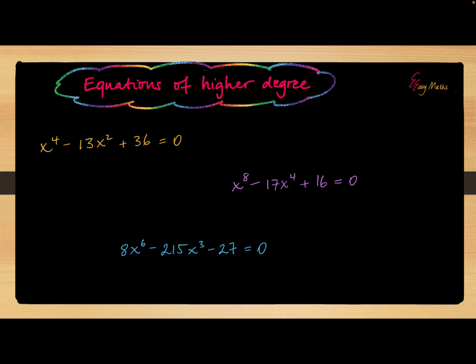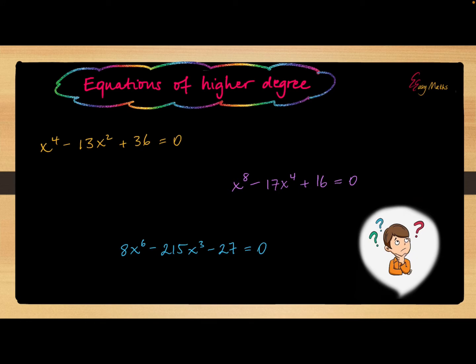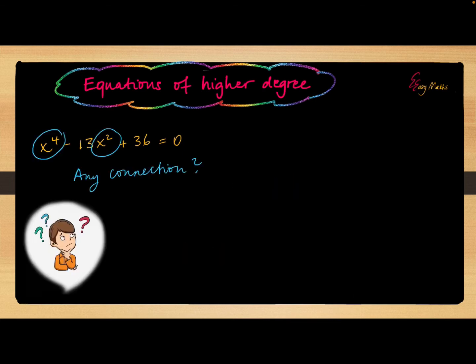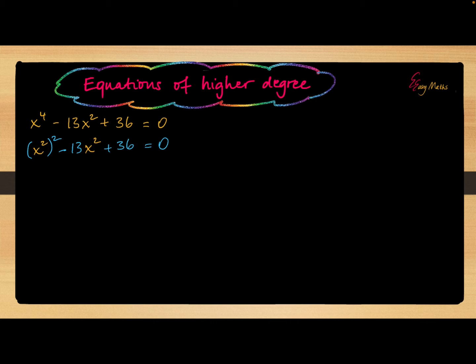If you have a look at these 3 examples, what is common in them? If you have a look at the terms with the unknown, and you have a look at the powers, what can you notice? And that's what we are going to see later on solving these equations, and that's what we are going to use in some ways. Now, what is the connection between x to the power of 4 and x to the power of 2? The first one is the second power of the second one. This is very, very lucky, because then we can simplify our problem.